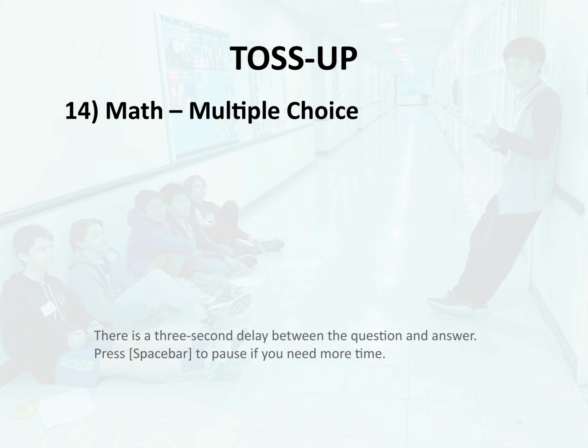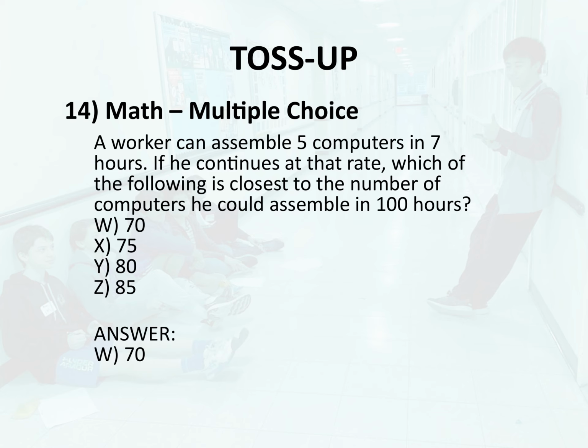Toss-up, 14. Math, multiple choice. A worker can assemble 5 computers in 7 hours. If he continues at that rate, which of the following is closest to the number of computers he could assemble in 100 hours? W. 70. X. 75. Y. 80. Z. 85. Answer. W. 70.